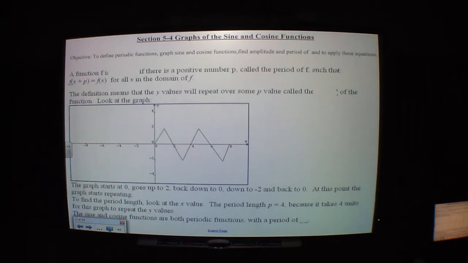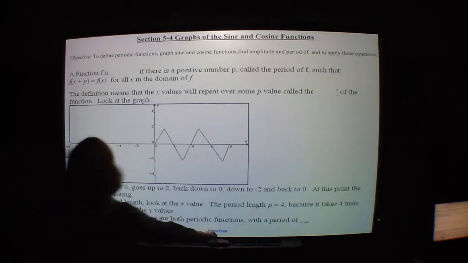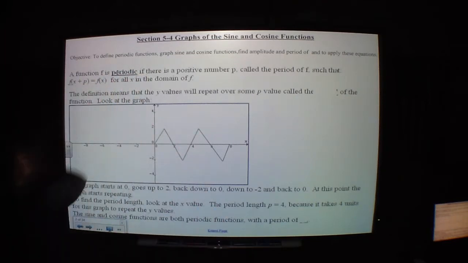Section 5.4, graphs of sine and cosine function. A function f is periodic if there's a positive number p, called the period of f, such that f of x plus p is equal to f of x for all x in the domain of f.